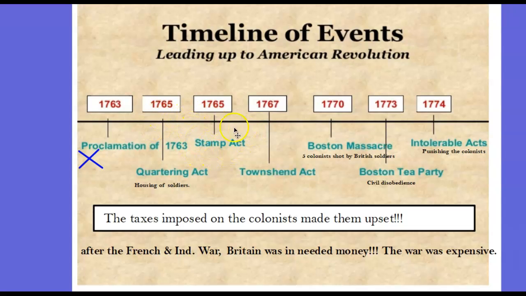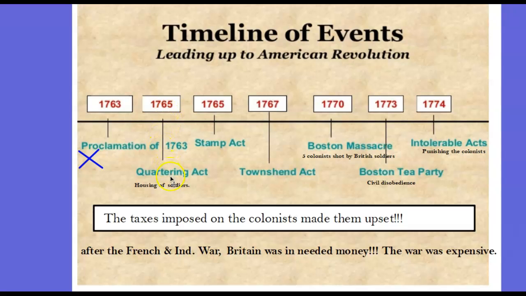We're going to start with the most popular one, 1765, the Stamp Act, meaning that for all paper items, colonists were going to be paying an extra tax. So if you were to buy newspaper, pamphlets, even playing cards, colonists were supposed to pay an extra tax on that. If you needed a legal document to be stamped, a stamp would require an extra tax.